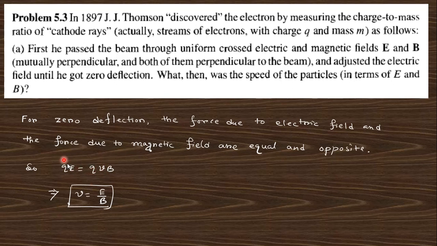So zero deflection means the electric field force and magnetic field force will be equal and opposite. The force due to the electric field and the force due to the magnetic field must be equal and opposite. So from here you will get the value of velocity, right? So the speed of the particle will be obtained.